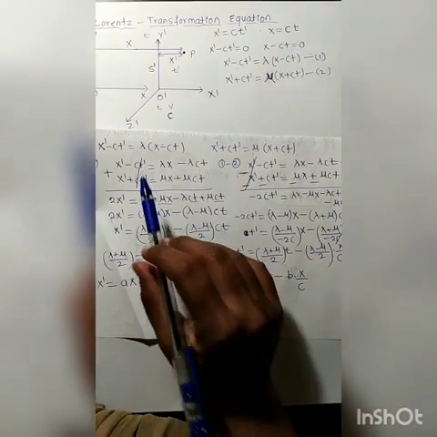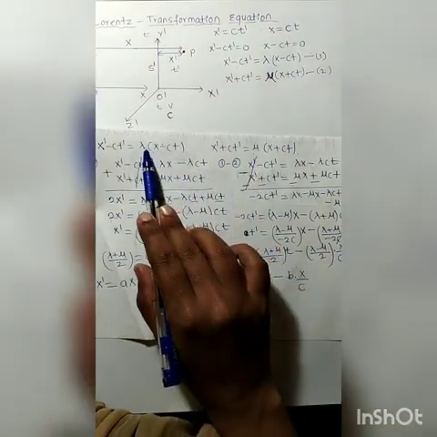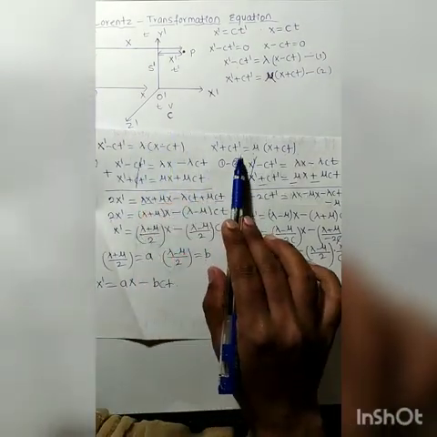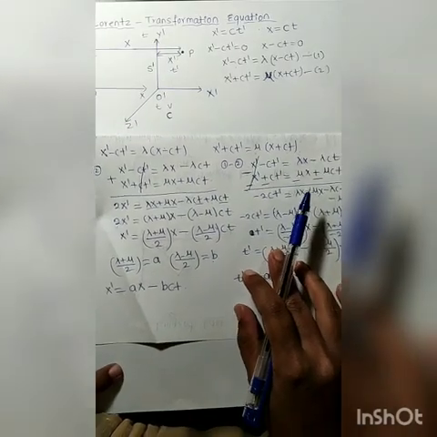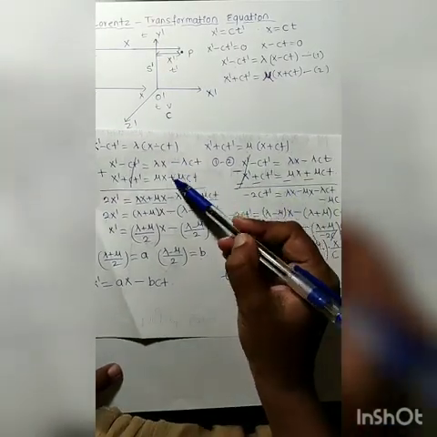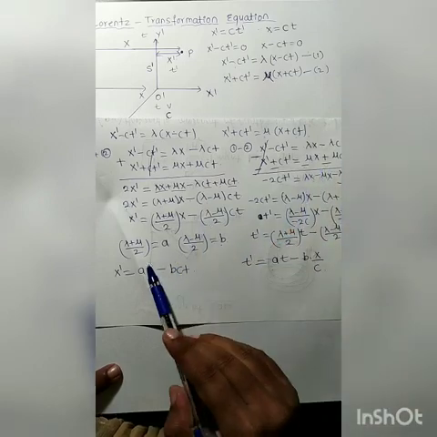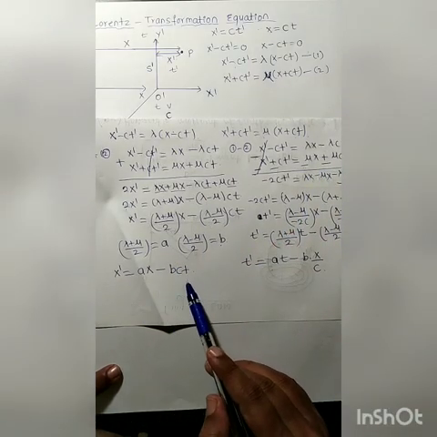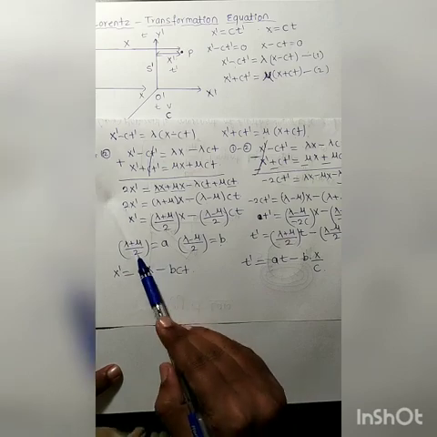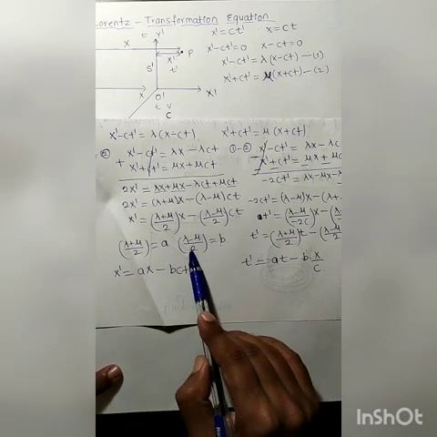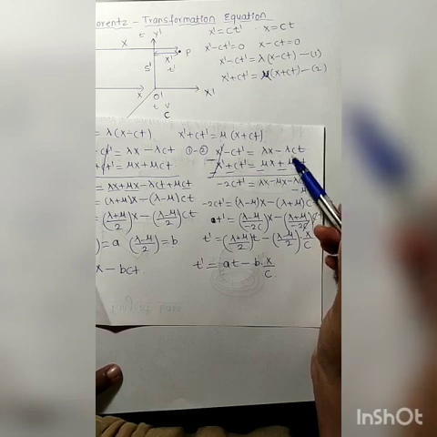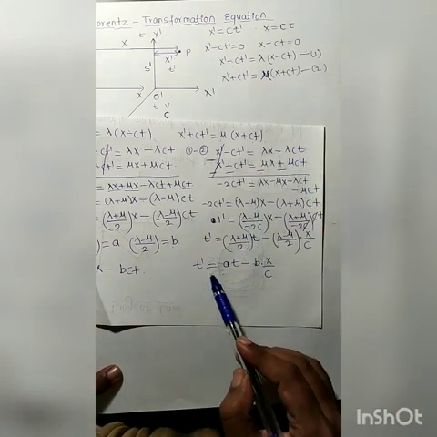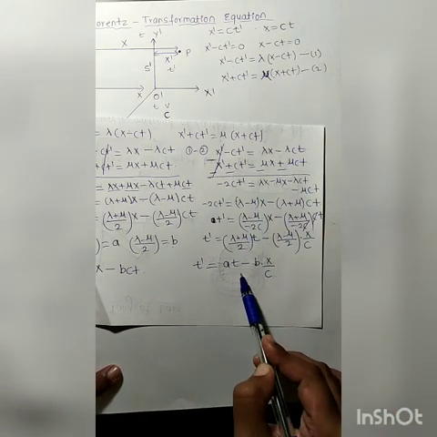So we are having the two equations when it is moving along the positive direction of the x-axis, and when it is moving along the negative direction of the x-axis. So adding both the equations, we get one more new equation, that is x dash is equal to ax minus bc into t, where a means this value and b means this value, and subtracting both the equations we will get a new equation, that is t dash is equal to this one.